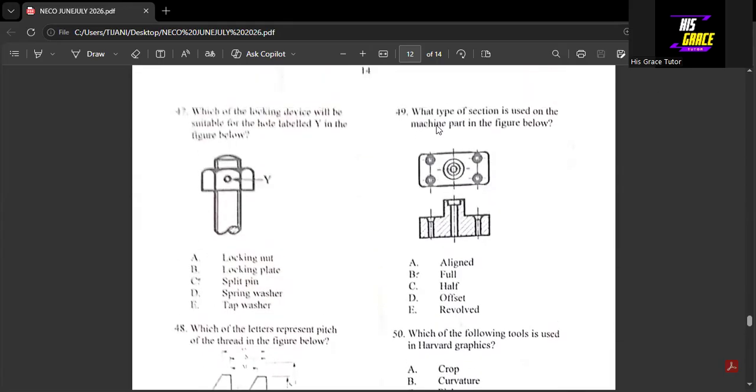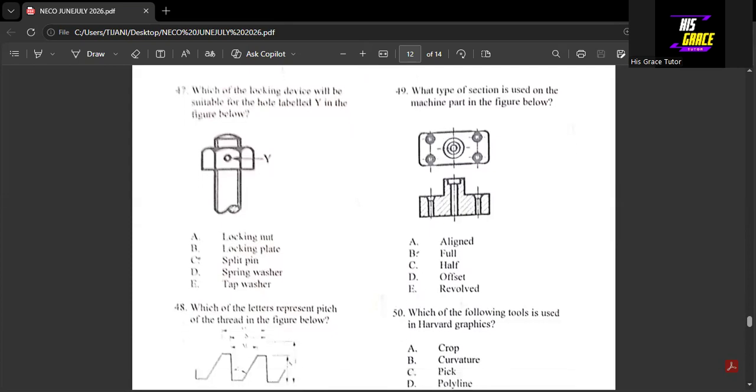Then question 49 says, what type of section is used on the machine part in the figure below? So this is an offset section. Looking at what we have here, the cutting plane goes in this direction, and then it turns like this, goes in this direction, and then it turns like this and goes this way. So this will give us an offset section. That is the kind of section that will reveal to us the interior part of this hole, the exterior part of this hole, and the interior part of this hole. So the answer is option D for question 49.